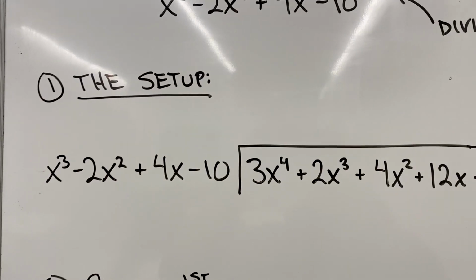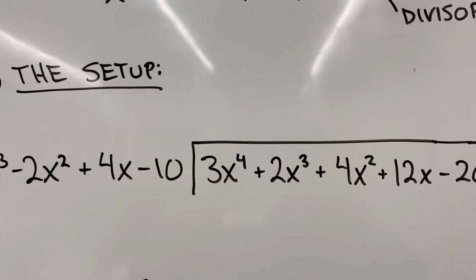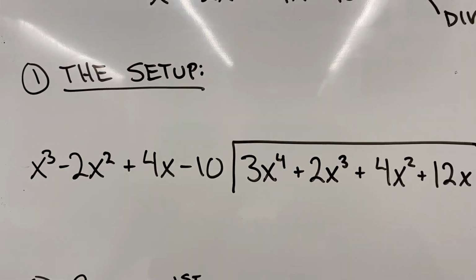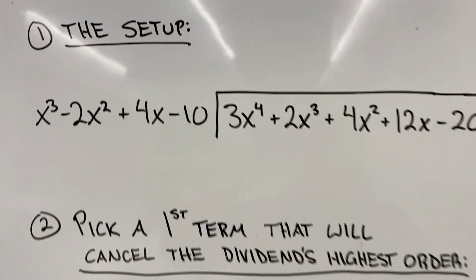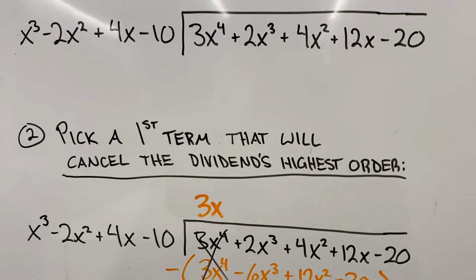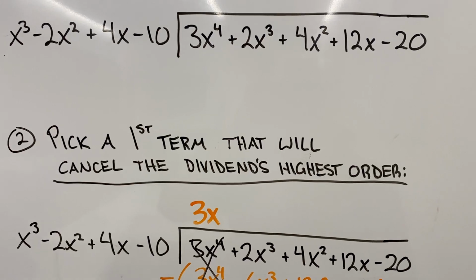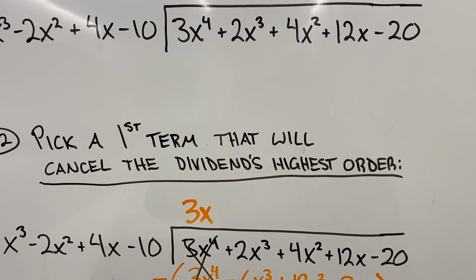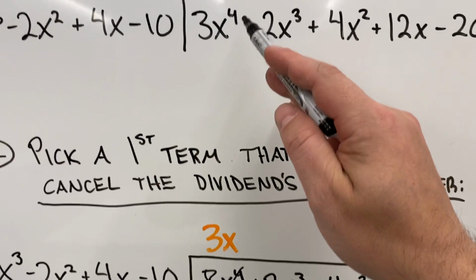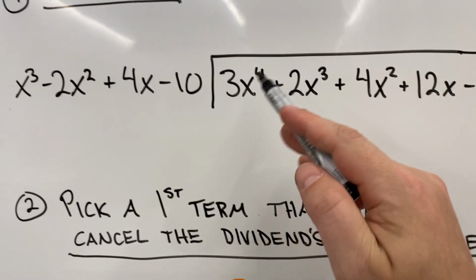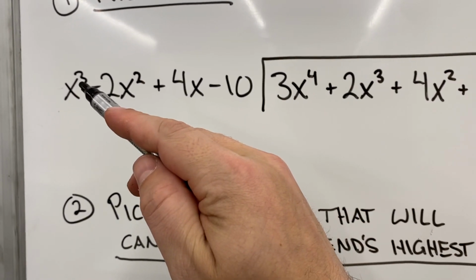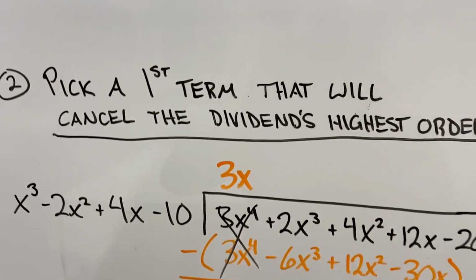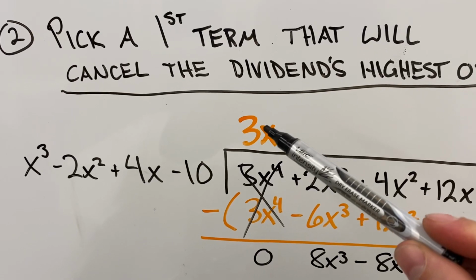Step one is going to be the setup. We're going to put the dividend inside the arch, and we're going to put the divisor outside of the arch. Step two, we're going to pick a first term that will cancel the dividend's highest order. The dividend's highest order is 4. And over here, we're working with a 3, so we need to convert that 3 into a 4 so it will cancel. So we're going to pick 3x.